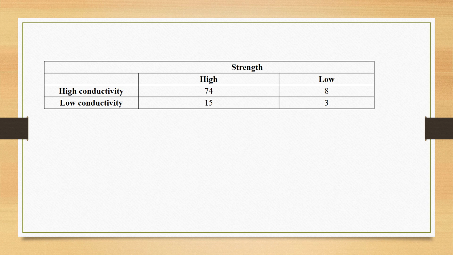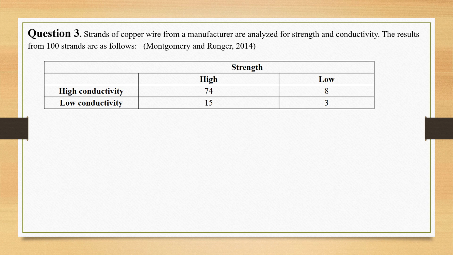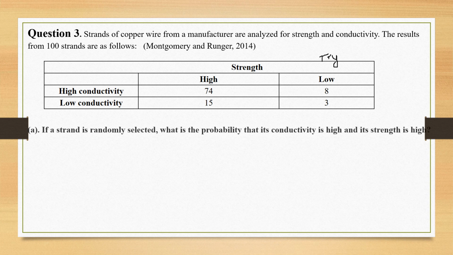Okay, my dear student. Now let's have a look at this question. Please try this question. This is for your homework, you need to try it. Strengths of the copper wire from the manufacturers are analyzed for strength and conductivity. The result from 100 strengths are as follows. So you need to solve this question. First of all you need to draw the table and then write down the answer.